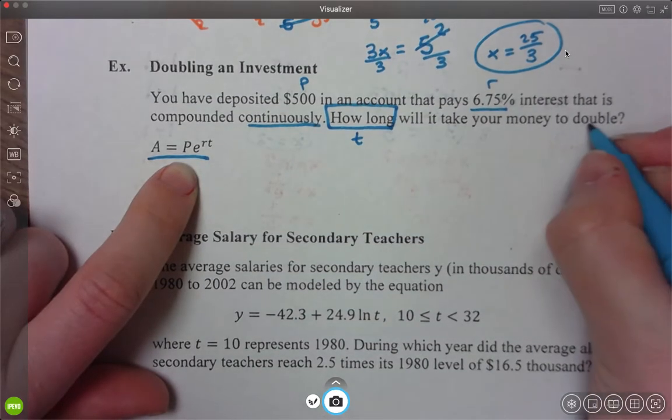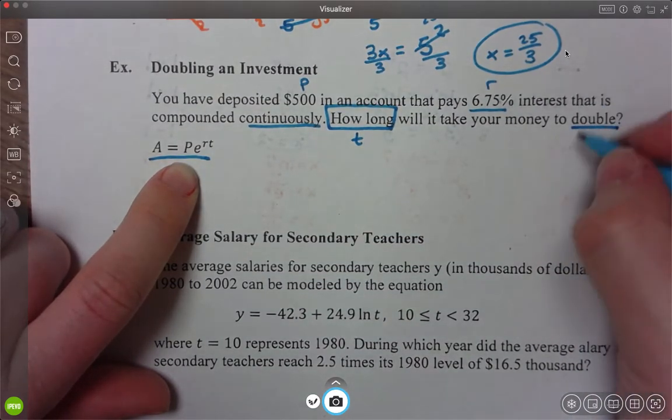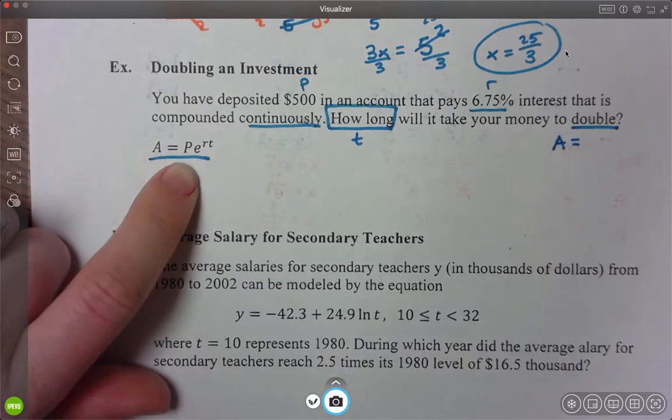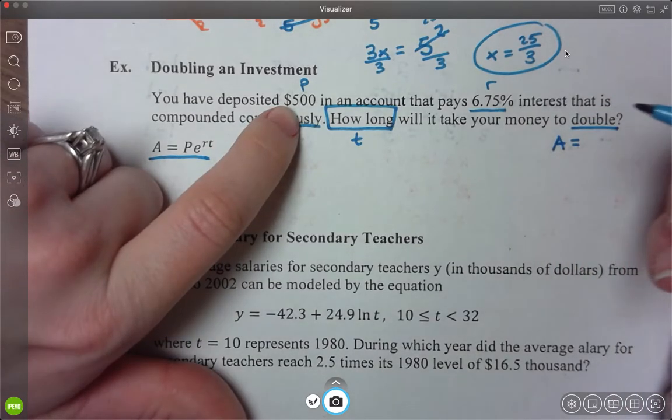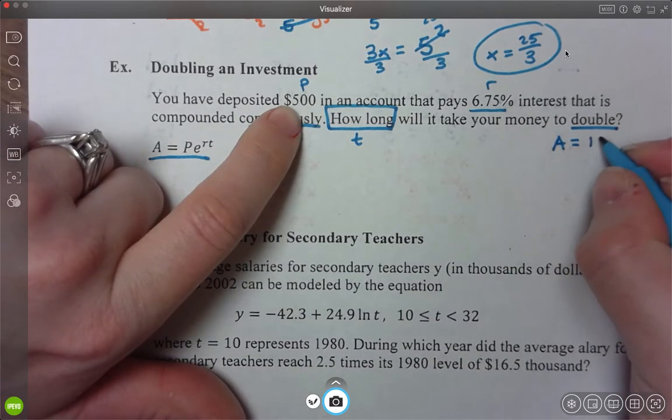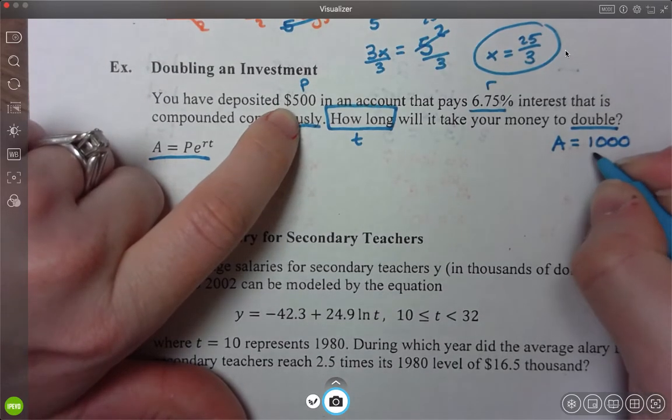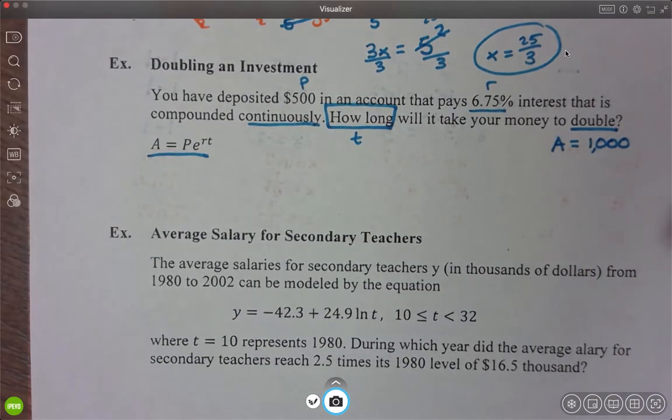And to double means that my after amount will be double what I started with. If I'm starting with 500, then my after amount has to be 1,000. So you kind of have to think about that just for a little bit.